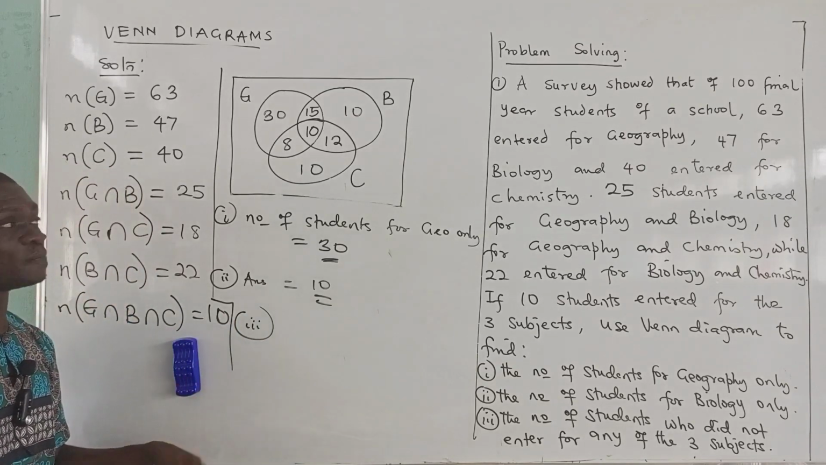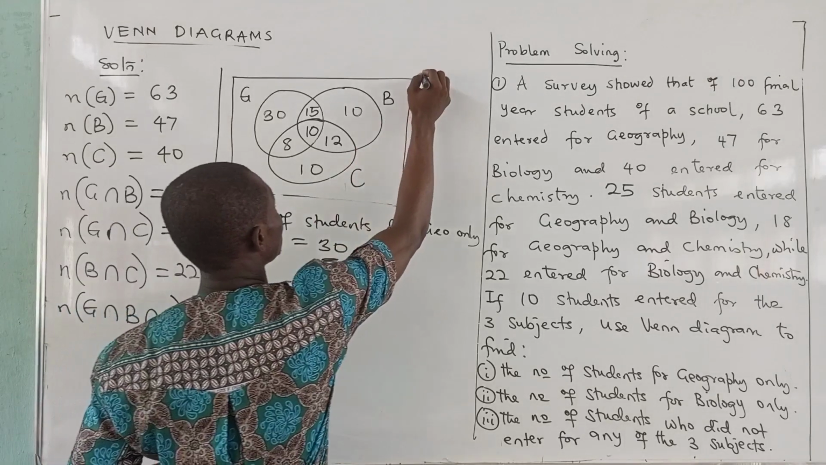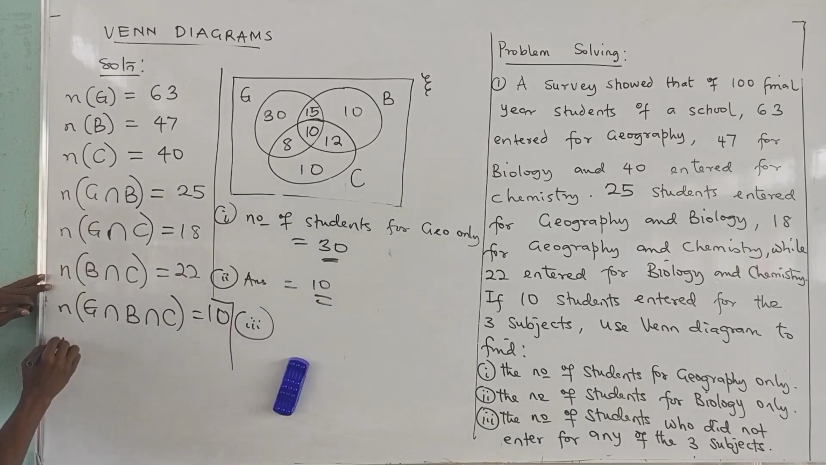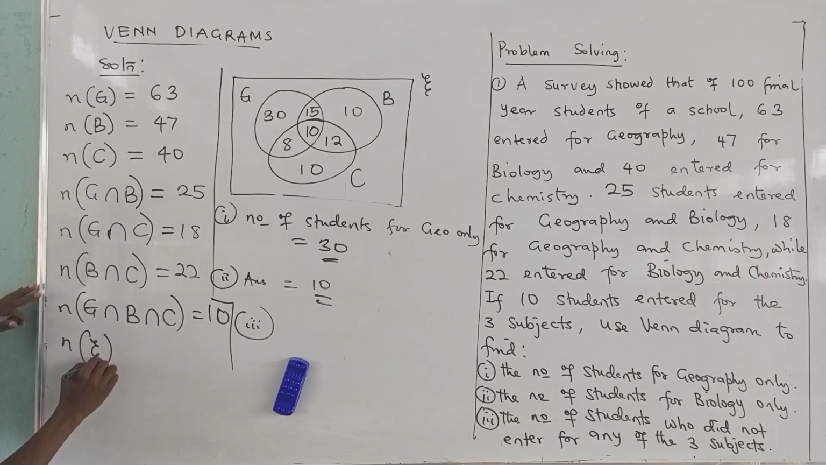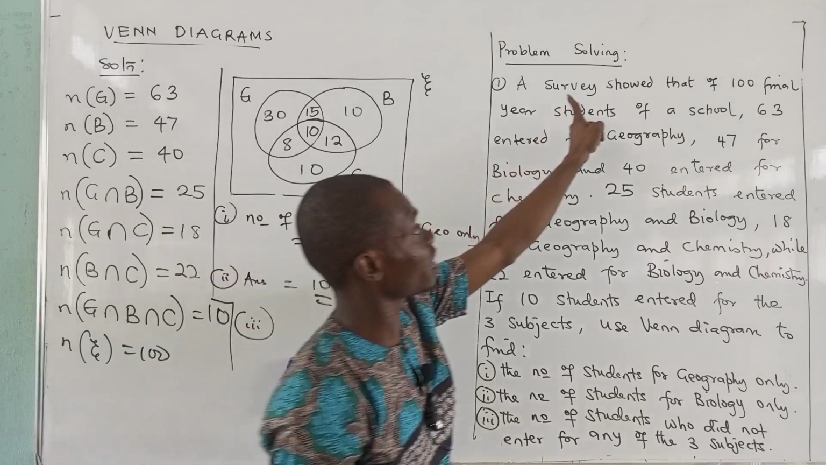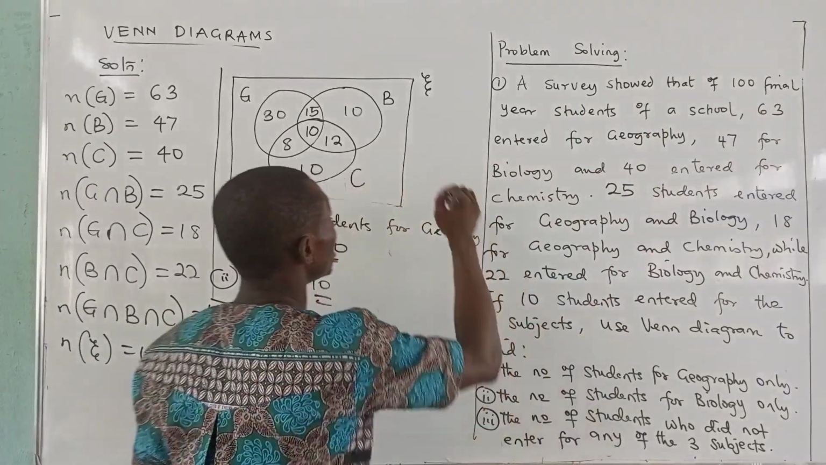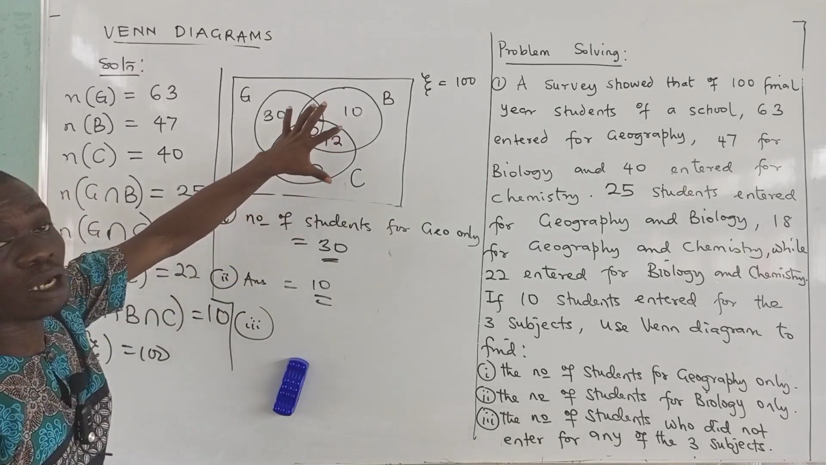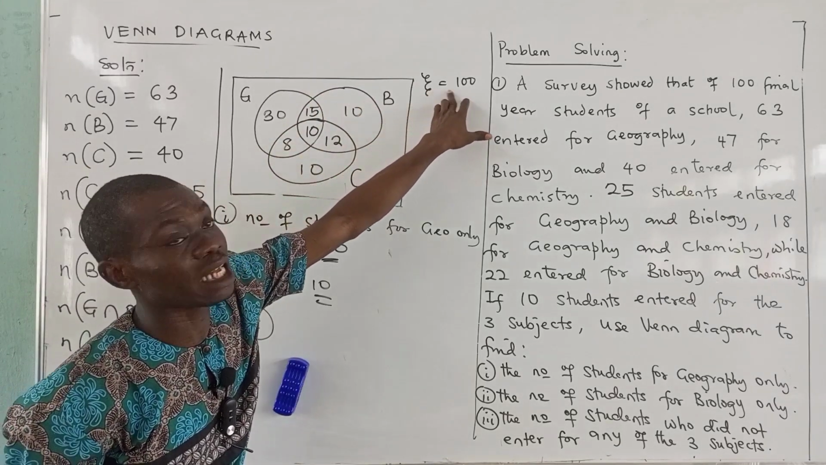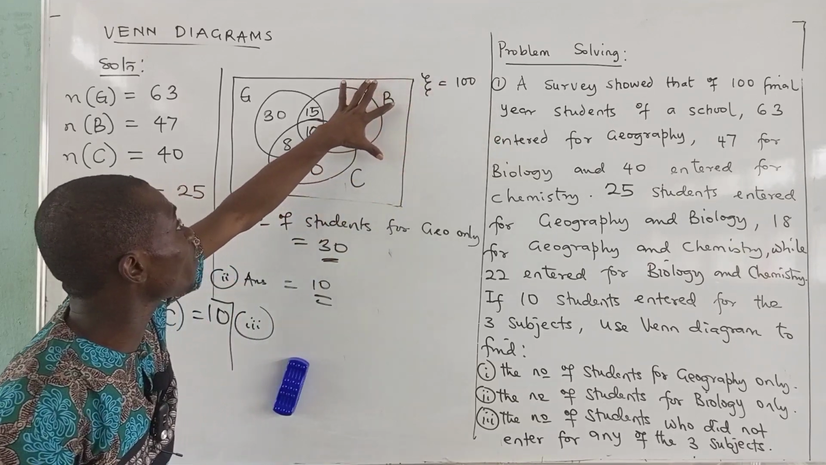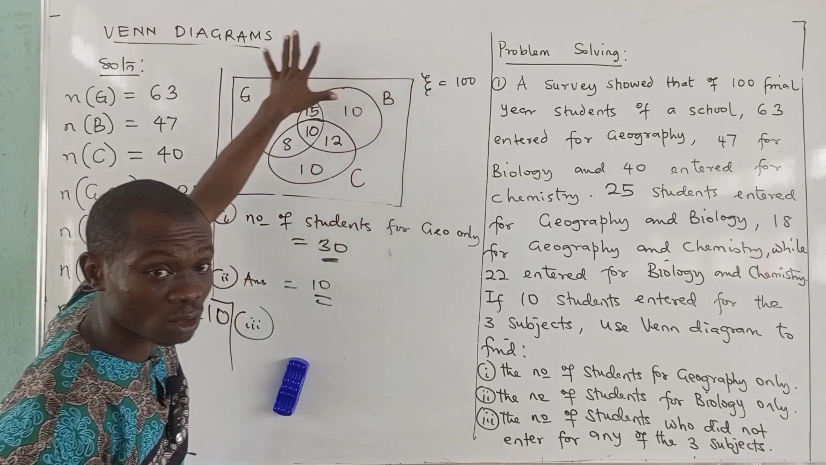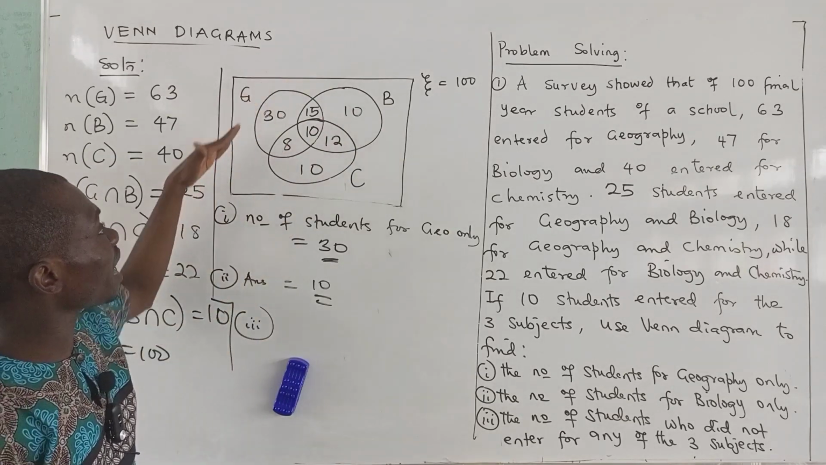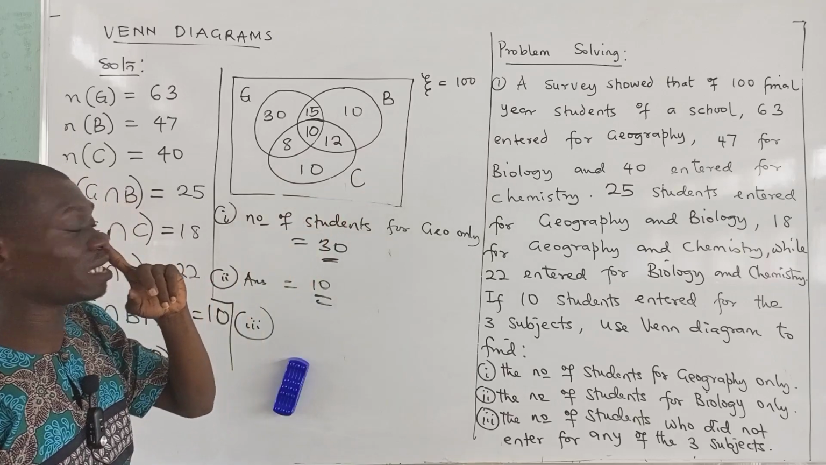Okay, now note that this is our universal set, and the cardinality of the universal set is 100. That's what the question says, that the survey showed that 100 final year students. So that means the cardinality of this is 100. And so for you to say that the cardinality of this is 100, that means the total number of students in the whole of this rectangle must be equal to 100. And if that is true, if I add up everything here, I should get 100.